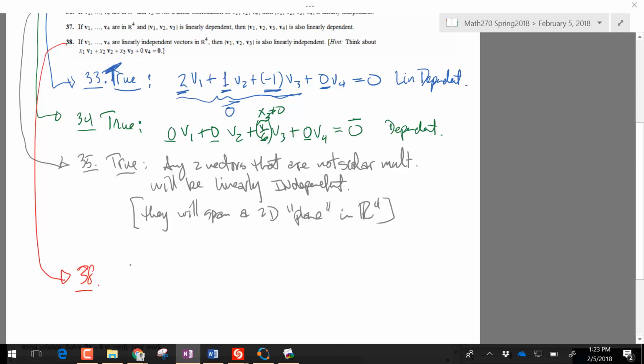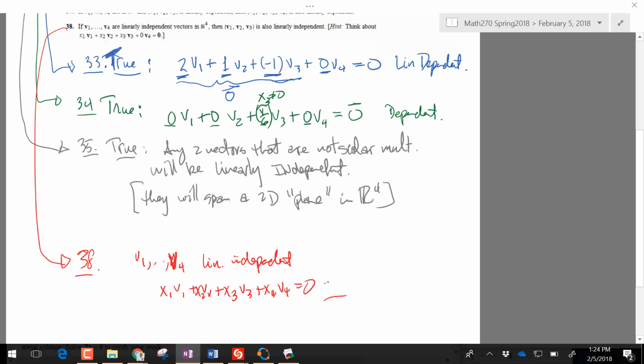So V1 through V4 linearly independent. That means that V1 times X1 plus X2 V2 plus X3 V3 plus X4 V4 equal to 0. Because they're independent, the only way this is going to work is that X1 and X2 and X3 and X4 are all equal to 0, right? If they're independent.